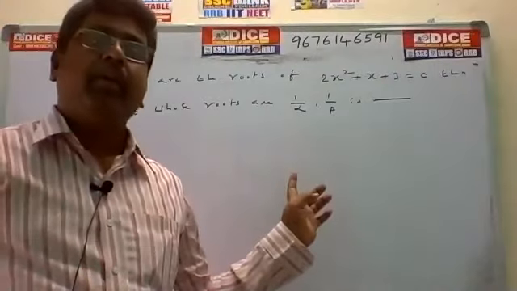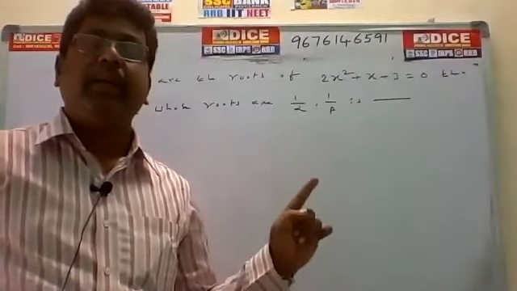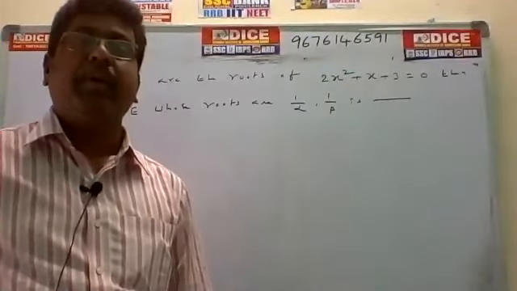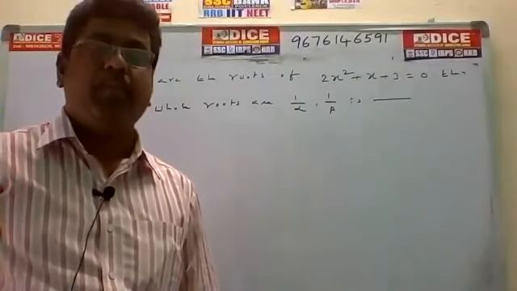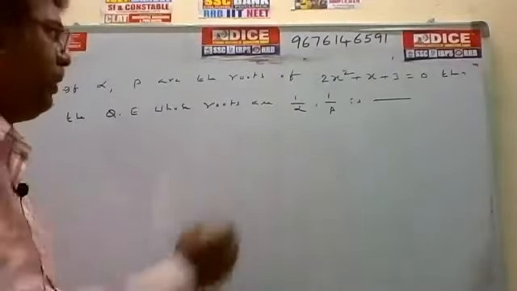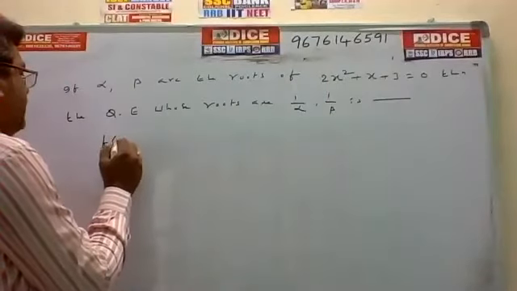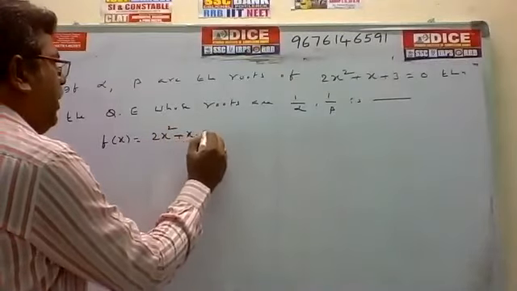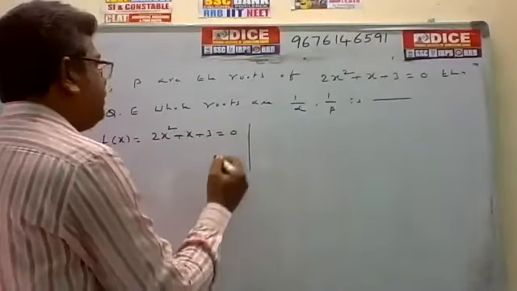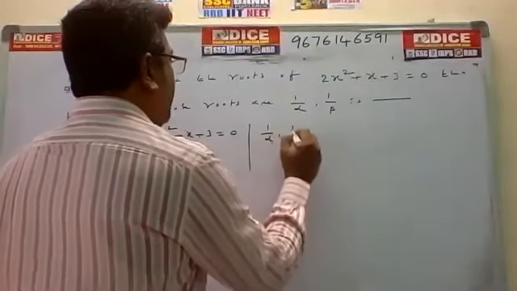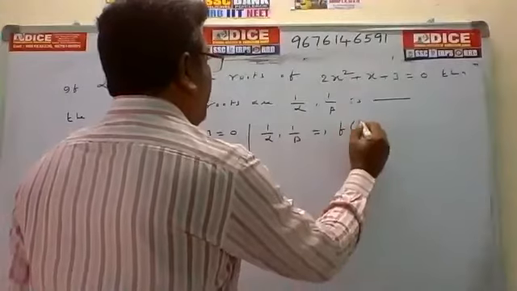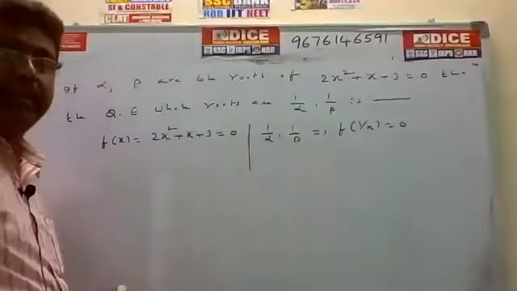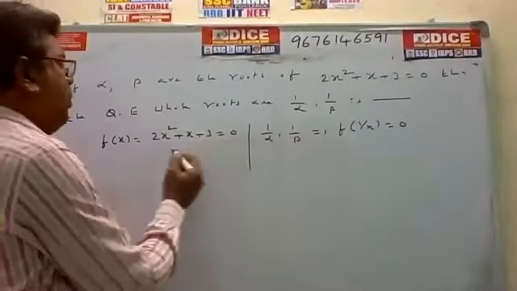So what is the first formula? f of 1 by x is equal to 0. This is f of x, and you can take the f of 1 by x value. So that is the formula: f of 1 by x is equal to 0. Here it is given f of x is equal to 2x square plus x plus 3 is equal to 0. So 1 by alpha, 1 by beta roots implies f of 1 by x is equal to 0. In place of x you have to put 1 by x.